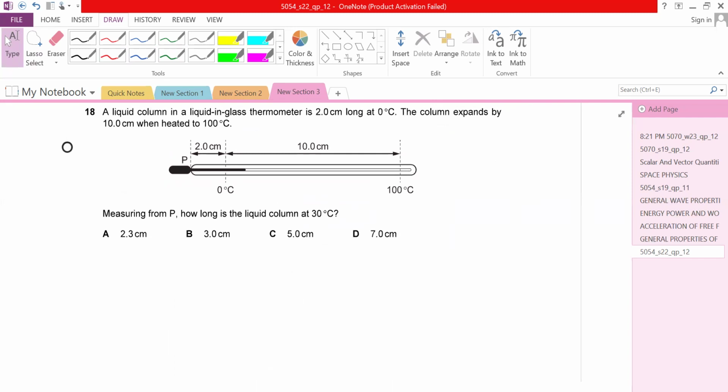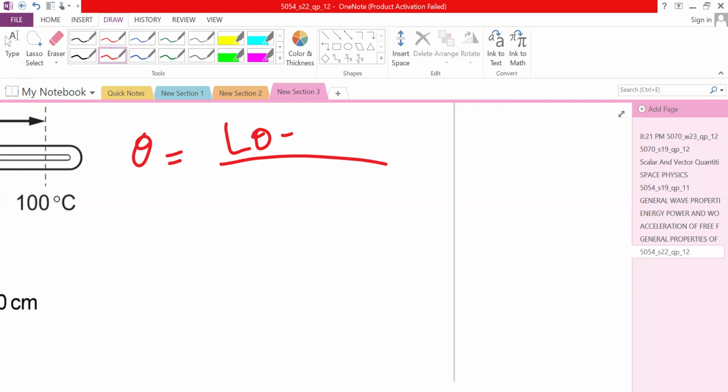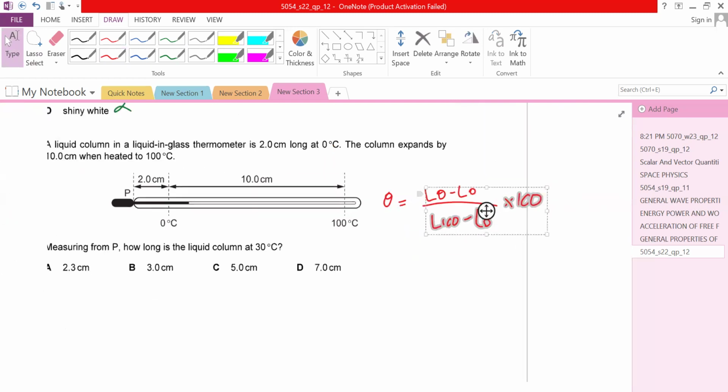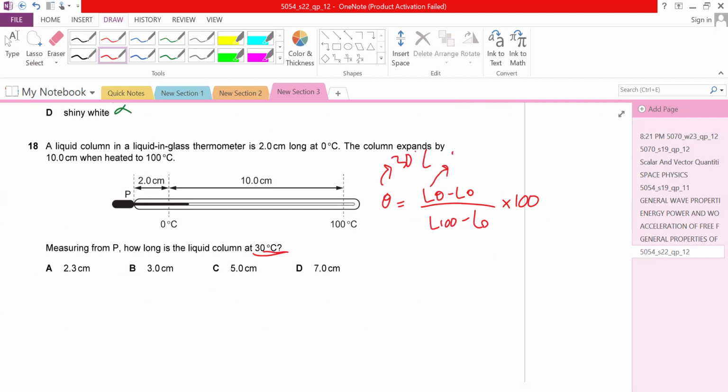When such type of questions come, and through the diagram you can easily identify, there is a special formula which is used. Let me write the formula first: theta equals L theta minus L0 divided by L100 minus L0 into 100. So you have to remember this formula for the calculation of such type of questions. This theta is the unknown temperature given in the question, which is 30 degrees Celsius. Then L theta is what you have to find.